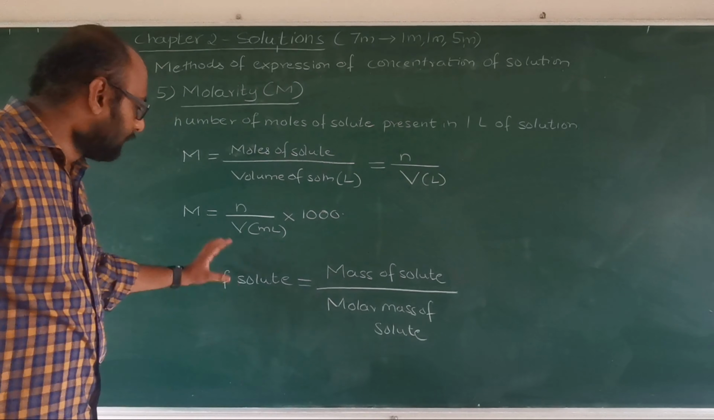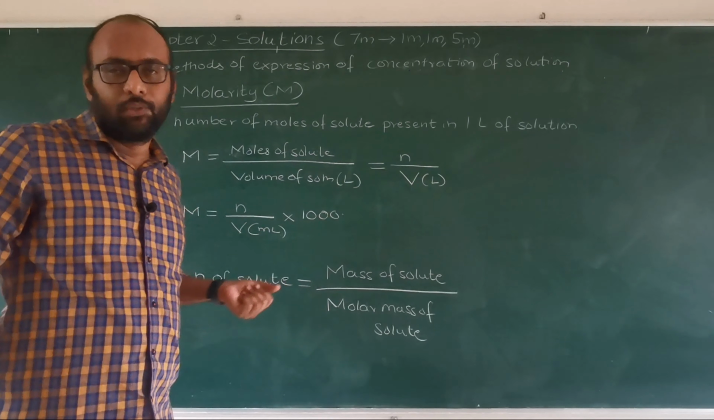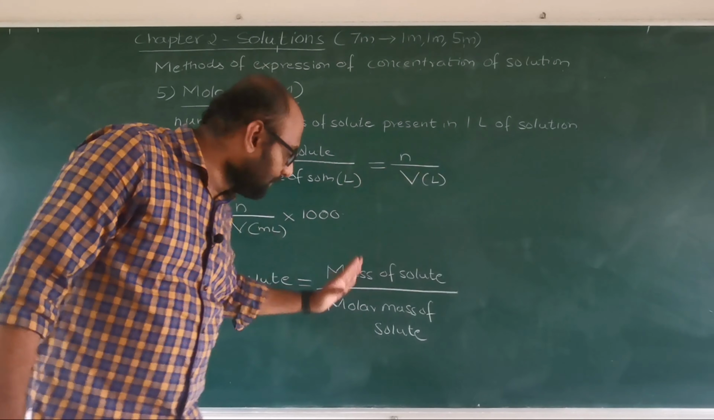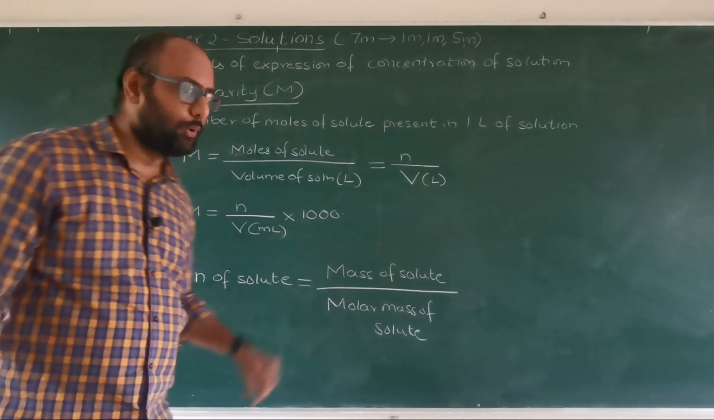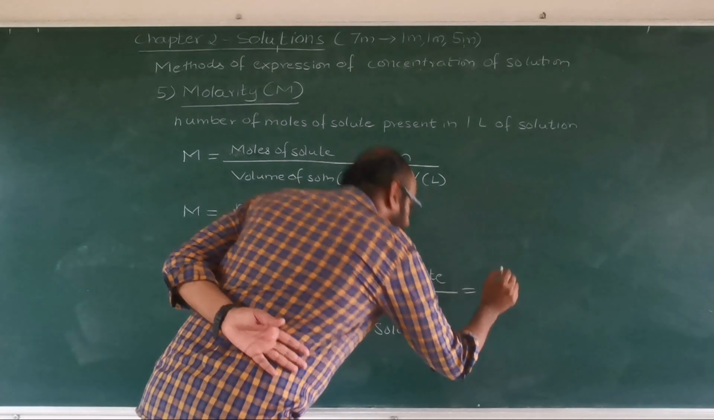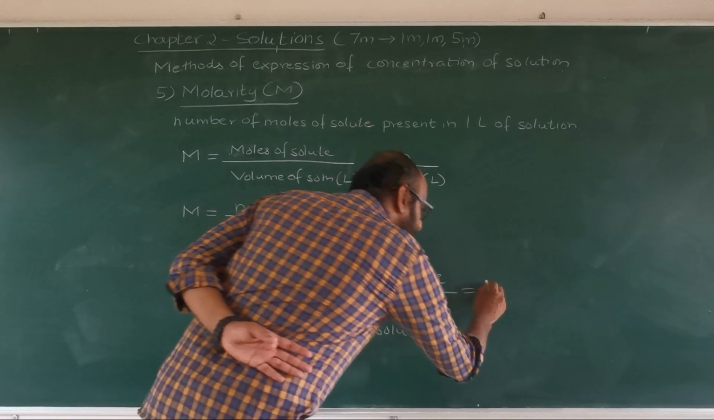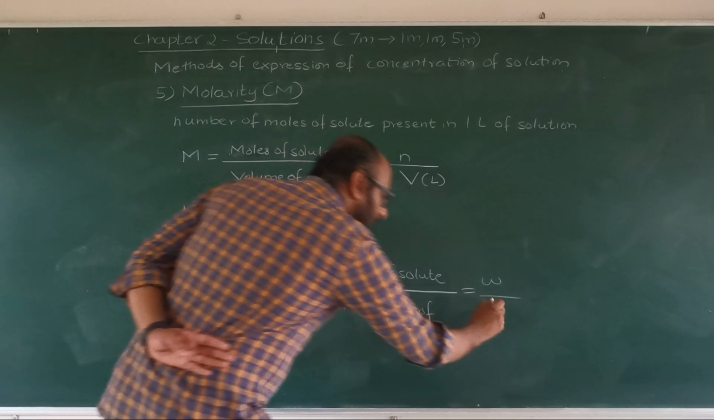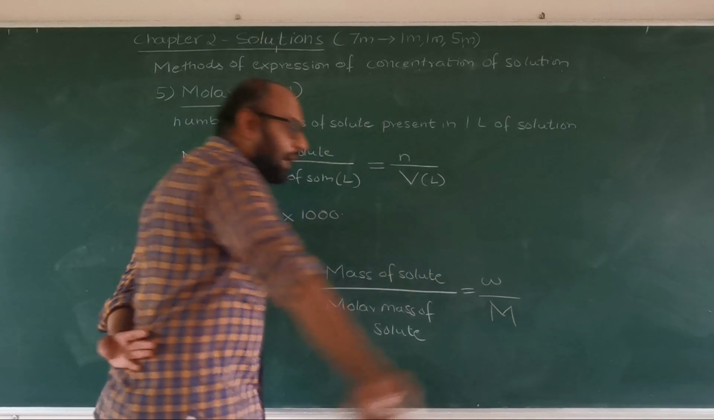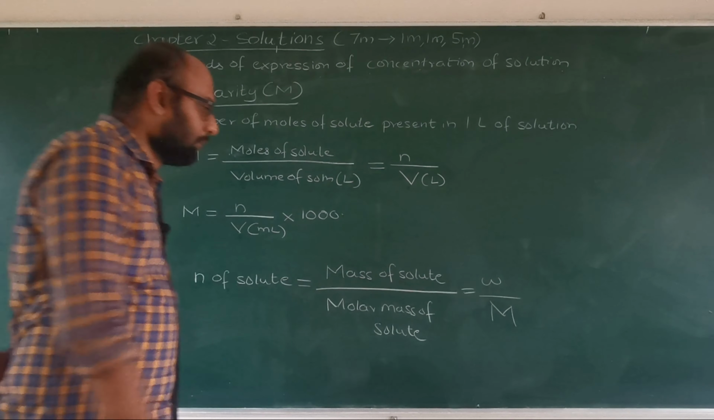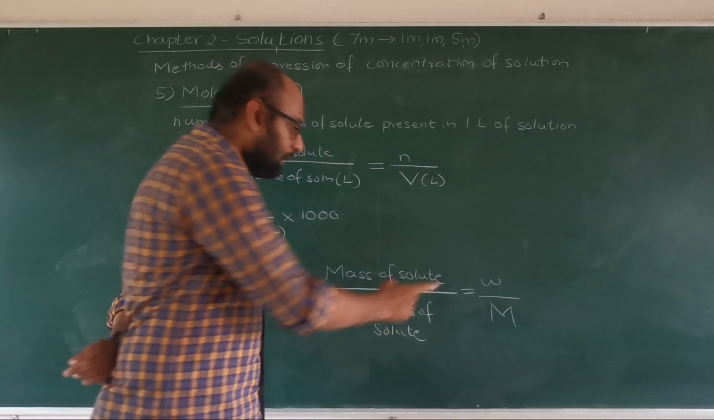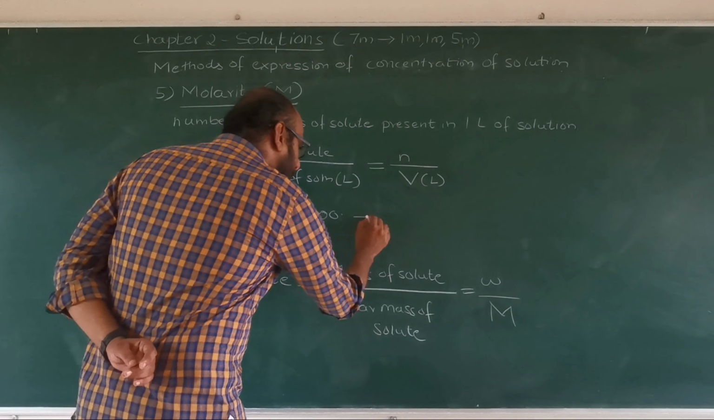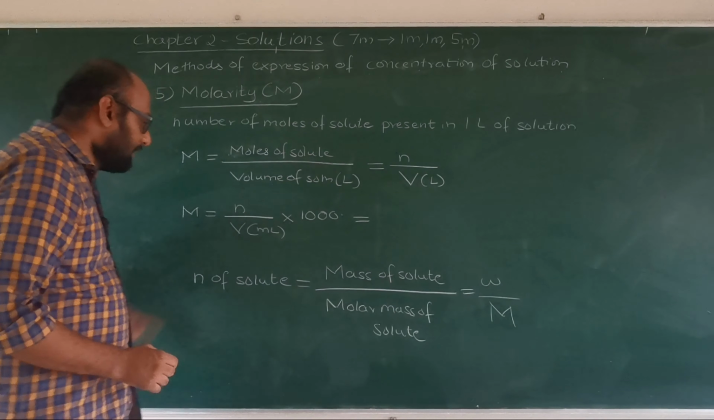Okay, this is the formula for the calculation of number of moles. Number of moles of solute is equal to mass of solute divided by molar mass of the solute. Here, let me take the mass of the solute as W, and the molar mass of the solute as capital M. So W is the mass of the solute, capital M is the molar mass of the solute.